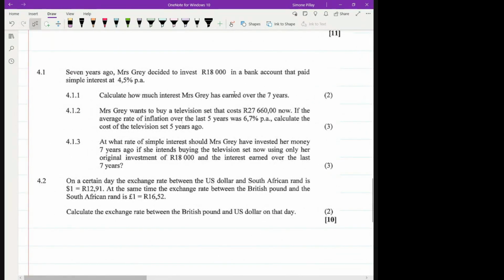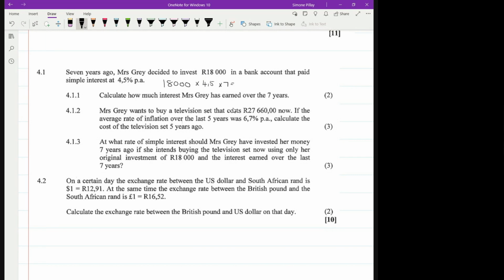7 years ago, Mrs. Gray decided to invest 18,000 Rand in a bank account that paid simple interest at 4.5% per annum. Calculate how much interest Mrs. Gray has earned over the 7 years. So with simple interest, I don't have to use my formula for this. I can say, well, it would have been 18,000 Rand multiplied by 4.5% every year, multiplied by the 7 years, and that will give me my interest amount.